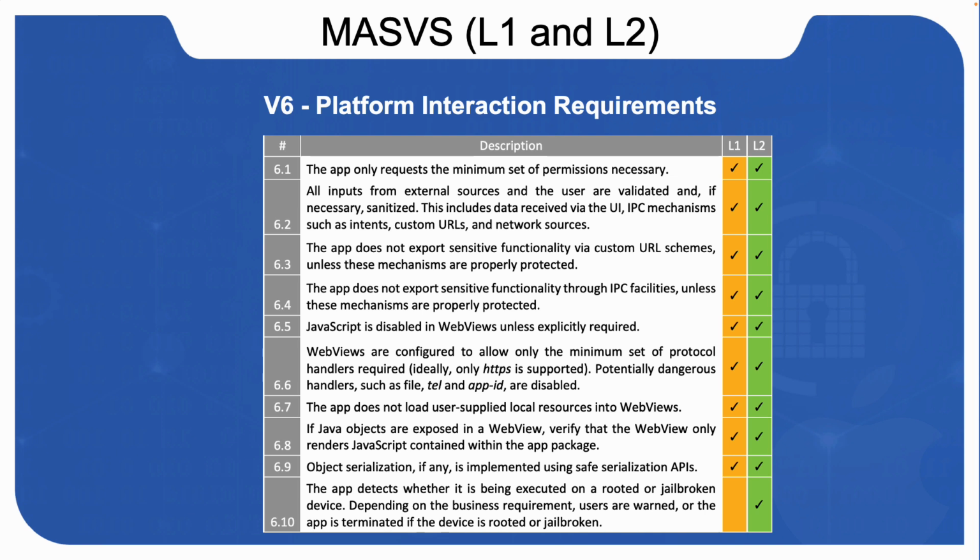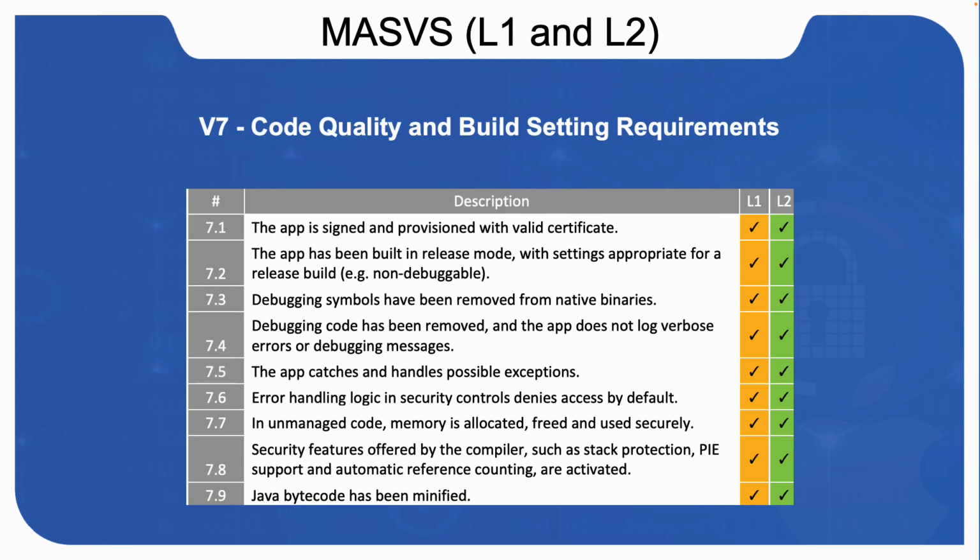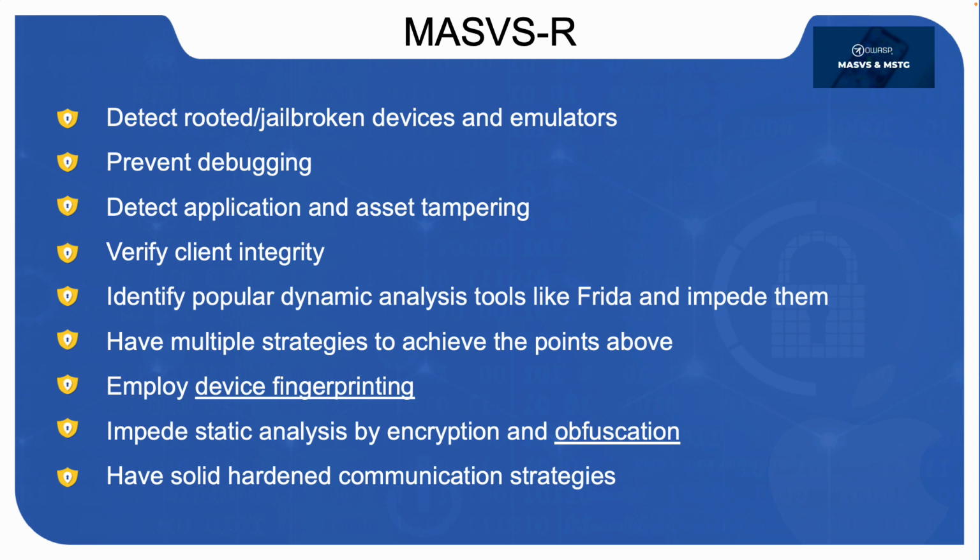The V6 control ensures that the application uses platform APIs and standard components in a secure manner. Additionally, the control covers communication between apps, or the IPC. The goal of V7 is to ensure that basic secure coding practices are followed in developing the app, and that free security features offered by the compiler are activated.